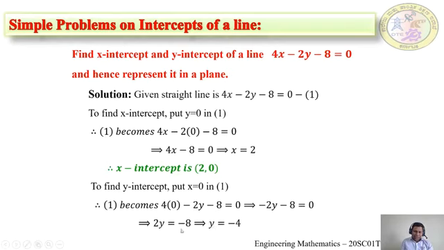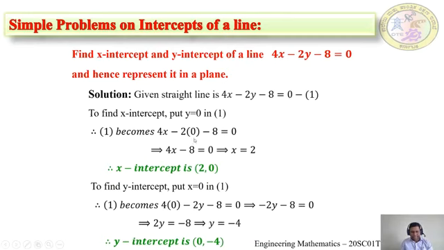So plus 2y is equal to minus 8. So y is equal to minus 8 whole divided by 2. So we get y is equal to minus 4. Therefore y-intercept is 0 comma minus 4. Hope you understood this. You can observe, if you want to find x-intercept, put y equal to 0 in equation 1. If you put y equal to 0 here, it becomes x equal to 2.